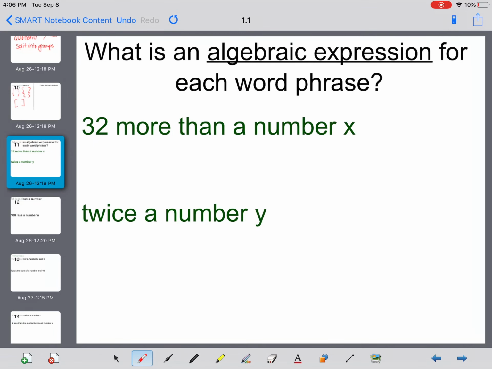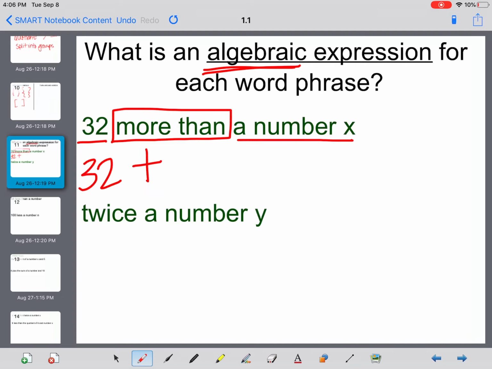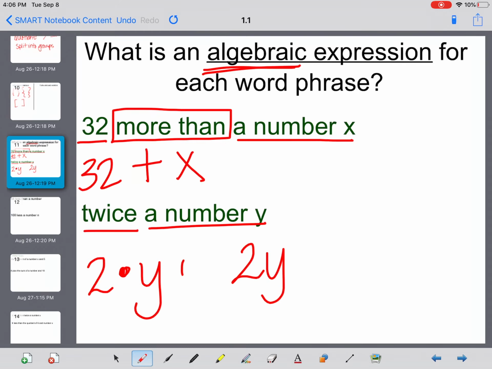Okay, what is an algebraic expression for each word phrase? So they wrote these math sentences out in words. They want you to write it as an actual math sentence instead of words. And because they're algebraic, they're going to have a variable in it. So what I always try to do is I just go in order. So 32, that doesn't change. More than was in our list for adding. A number x. Okay, so already done. 32 plus x is the same as 32 more than a number x. Okay, twice. That means 2 times a number y. So 2 times y, which is the same as 2y.